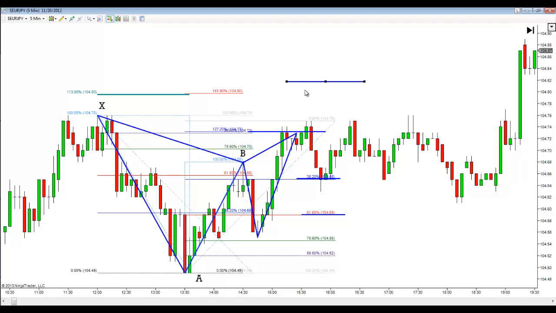That's the Gartley pattern, one of the most popular patterns out there in the market. And now you guys have a good idea of how to trade it.